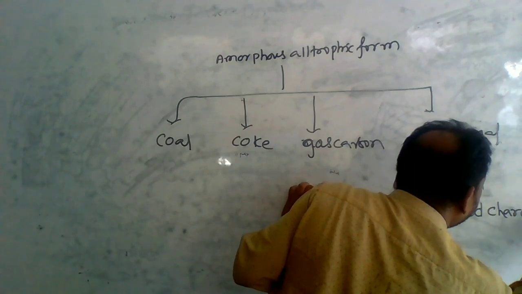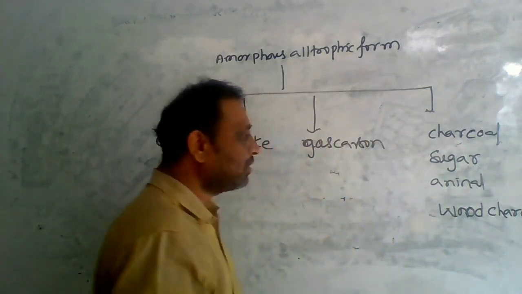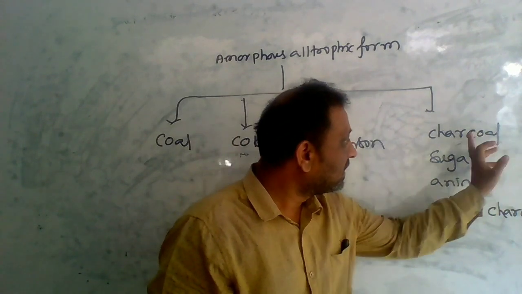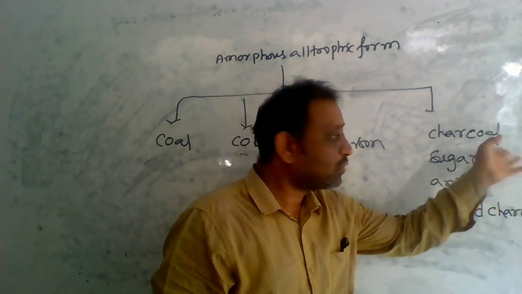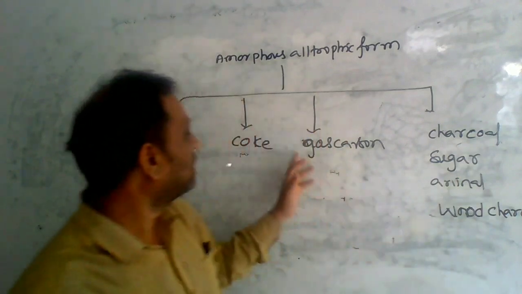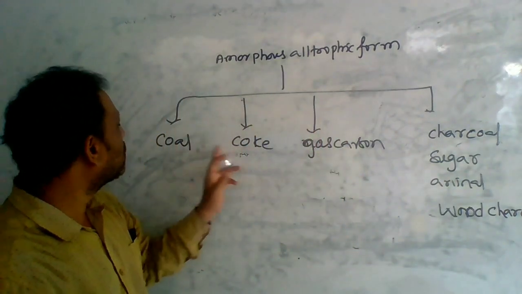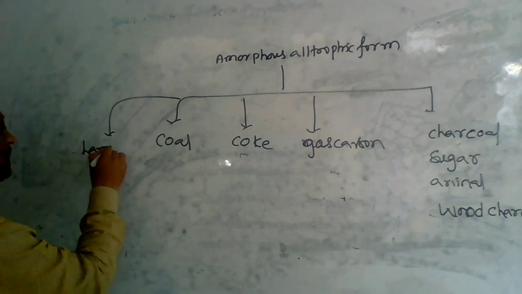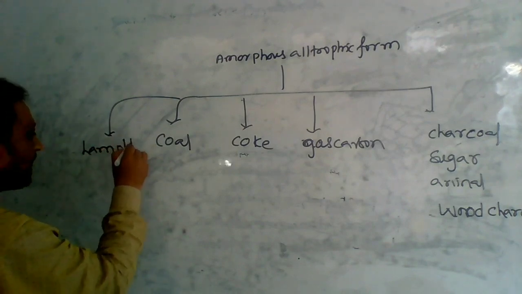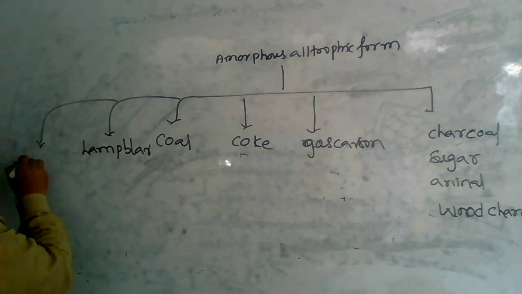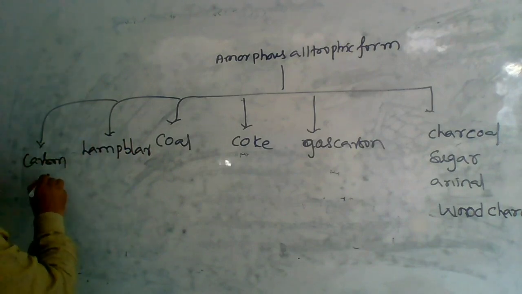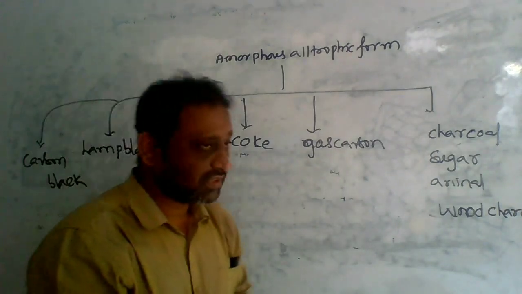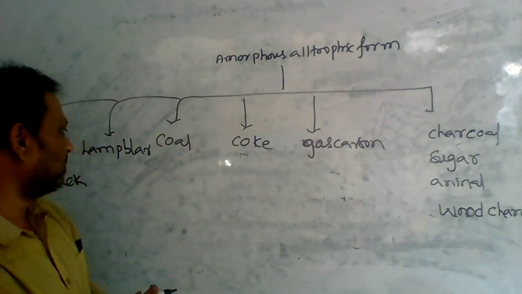Wood charcoal, animal charcoal, sugar charcoals are taken under charcoals. Gas carbon, coke, coal, lamp black, carbon black, all are called amorphous allotropic forms of carbon.